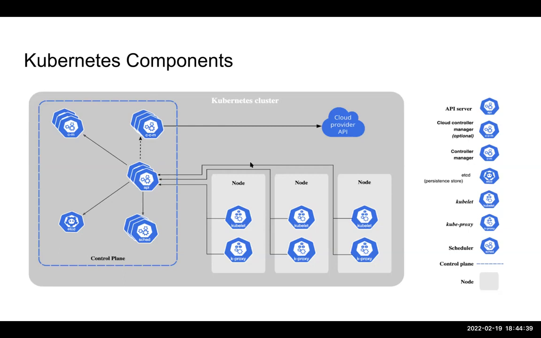And then you have a set of worker nodes, which we call nodes. And in the control plane, which is the master node, in the Kubernetes world the master node is not called master node, it's always called the control plane. So you have the API server, which is exposing the APIs of Kubernetes.